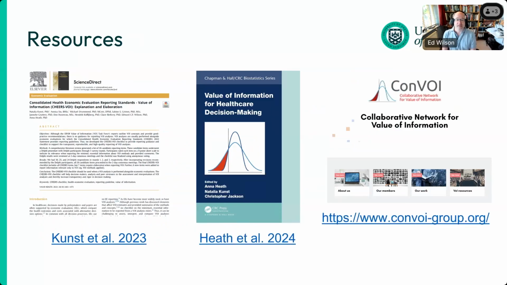And finally, there's a few resources to point you towards. This is a recent paper on reporting standards, an extension to the TIERS framework for value of information analyses. This text is just out, I think in February it was launched. It's general background to value of information analysis. And finally, the Convoy Group website is a useful resource. I'm a member of that group, and it's all things value of information analysis there. Thanks very much.